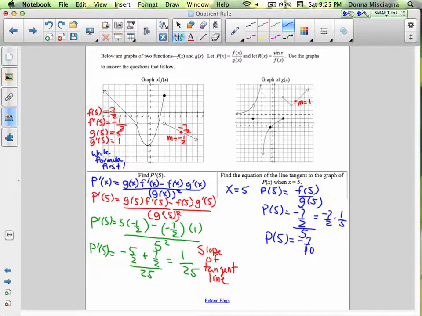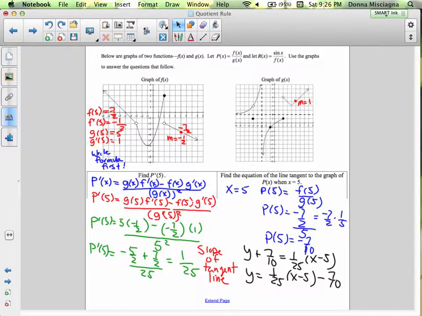Right, that's a 10. So now all we have to do is write our equation. y plus 7/10 equals 1/25 times x minus 5. Let's just move the 7/10 over. We're not going to distribute anything. y equals 1/25 times x minus 5, and then minus 7/10. That wouldn't be that hard to combine, because we did it with a denominator of 5. But I think that will be fine. All right, let's continue. I think we have just a couple more problems. If you have questions, let me know in class.